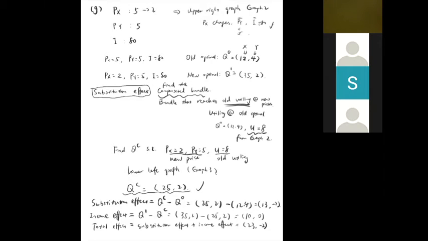But alternatively, we can directly use the new optimum minus the previous optimum and get this total effect. That would give us the same answer, because the new optimum is (35, 2) and the old optimum is (12, 4). So that also gives us (23, -2). Either way, we get the same answer, and that confirms that the total effect is the sum of the substitution effect plus the income effect. So this is for part G.